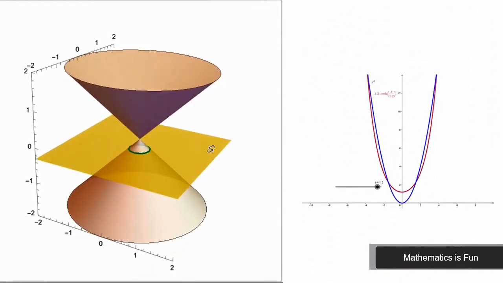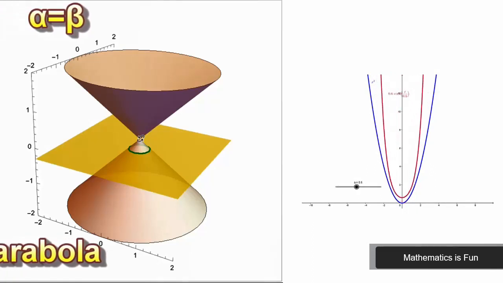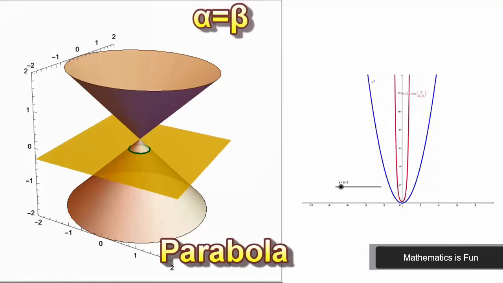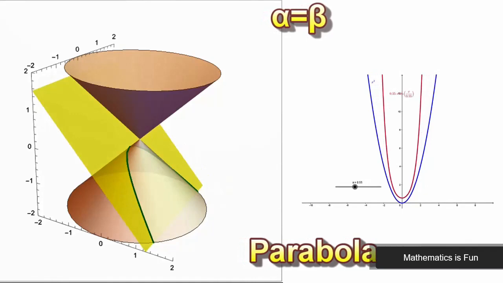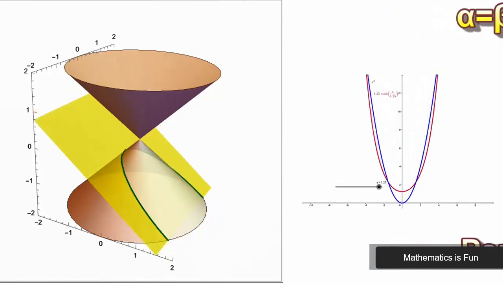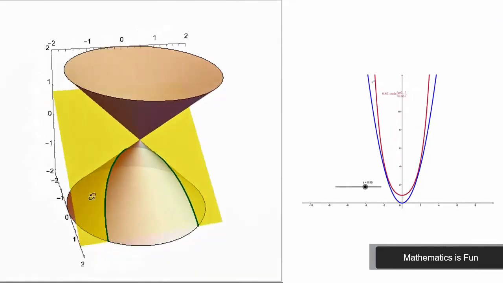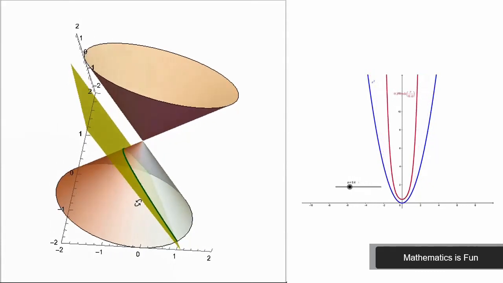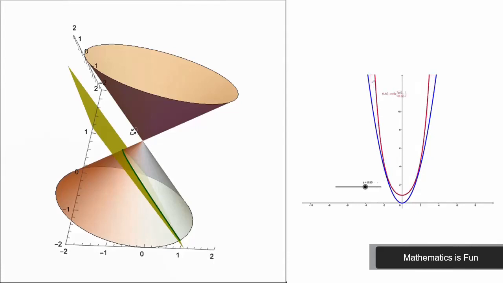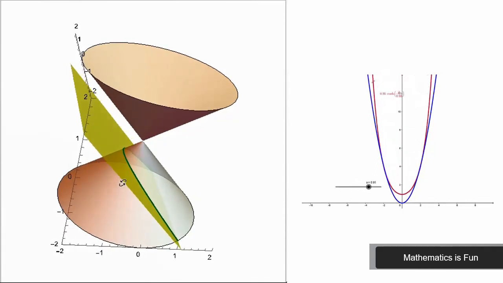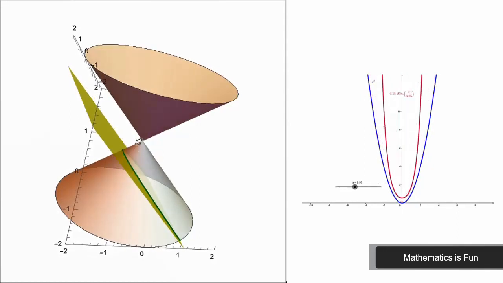Now I want to get a cross section that is called a parabola. For a parabola, the angles alpha and beta should be the same. I am changing the slope of the plane to get alpha equal to beta. That is the perfect angle. So you can see here the cross section from different angles. That is a parabola. The important thing that you can see here is that to get a parabola, the slope of the generator and the plane is the same. So when alpha is equal to beta, it means the slope of the plane and the generator is the same.